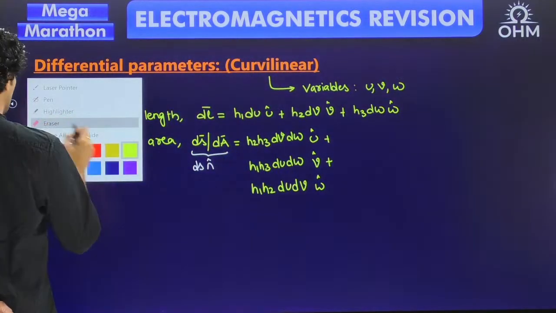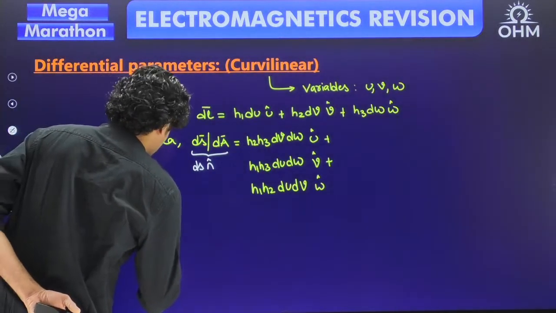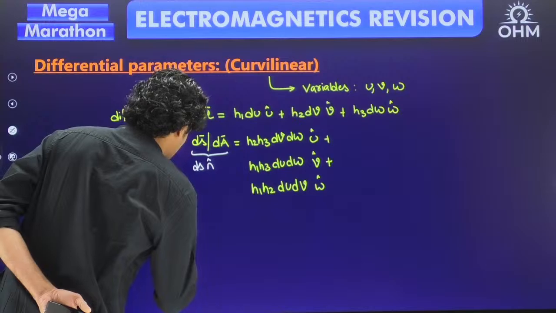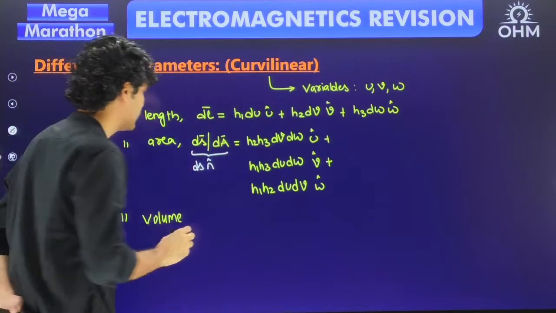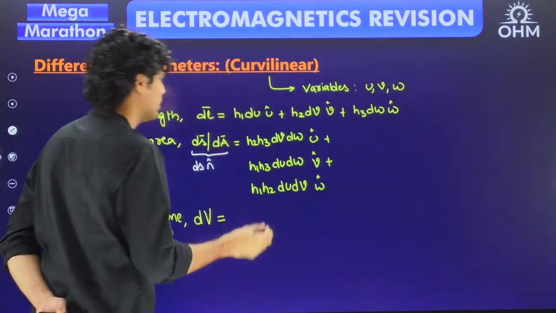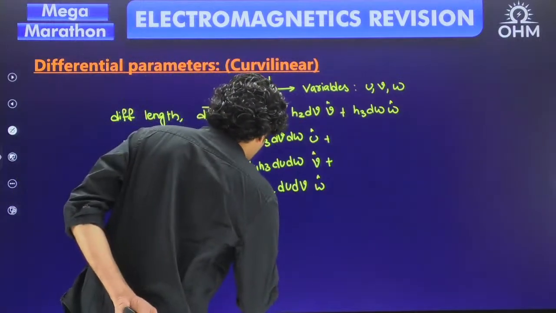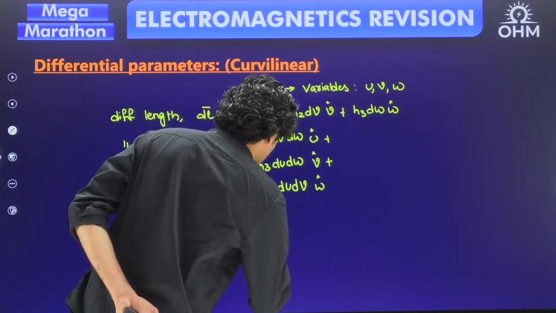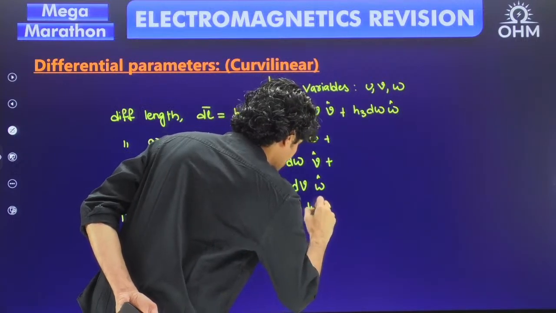Lastly, the differential volume. Okay, next we have the differential volume. Differential length and area are vector quantities. Differential volume is a scalar quantity. So this is dv. So this dv becomes equal to multiplication of all the three lengths. If you multiply all the three lengths, then we'll get h1, h2, h3 du, dv, dw.